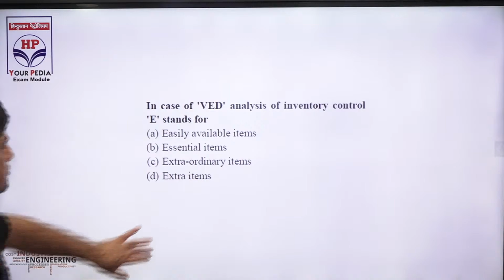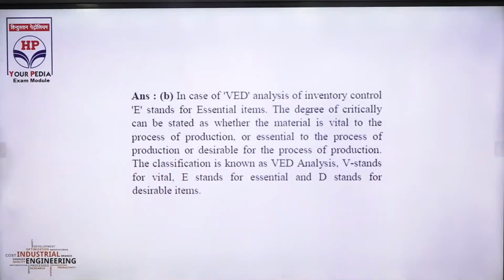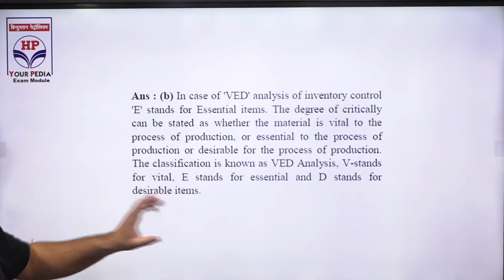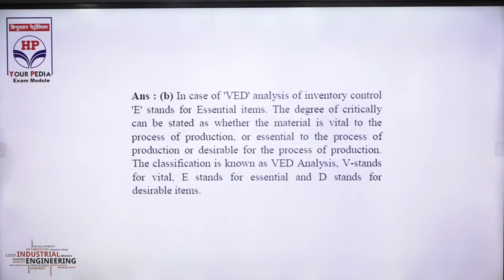Okay, so let me give you the name VED. V stands for vital, E stands for essential, D stands for desirable items. Sort of ABC kind of things. There are three kinds of items in your stock: vital, essential, and desirable. Yes, Abhimanyu has given the right answer. VED. This term is related to inventory.